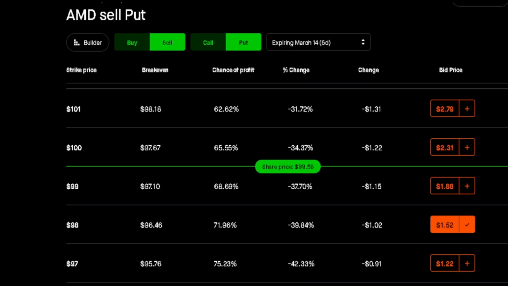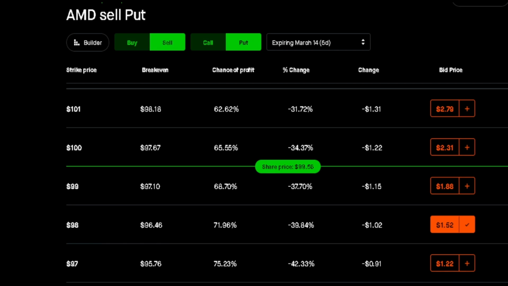So your cost basis, or the total amount that you technically paid for the shares, would be the $98 minus the $1.52 per share that you received for the contract, bringing your cost basis to $96.48 per share. Now, if you end up owning the stock, that's okay. The goal here is to own the stock that you like at a discounted price.